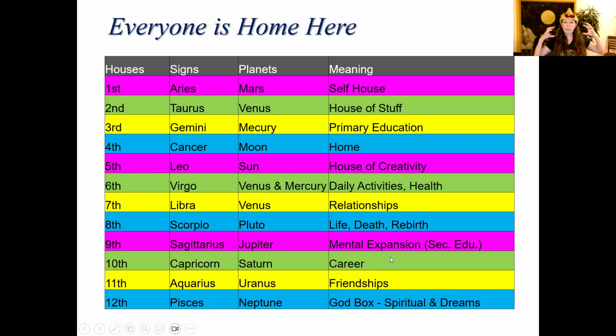10th house, Capricorn, Saturn, career. And then you go into the air signs: Gemini, third house, Mercury, air sign, education. Seventh house, Libra, Venus, air sign, relationship. 11th house, Aquarius, air sign, Uranus, friendship. And then, of course, Cancer, fourth house, the moon, water sign. Eighth house, water sign, Pluto.